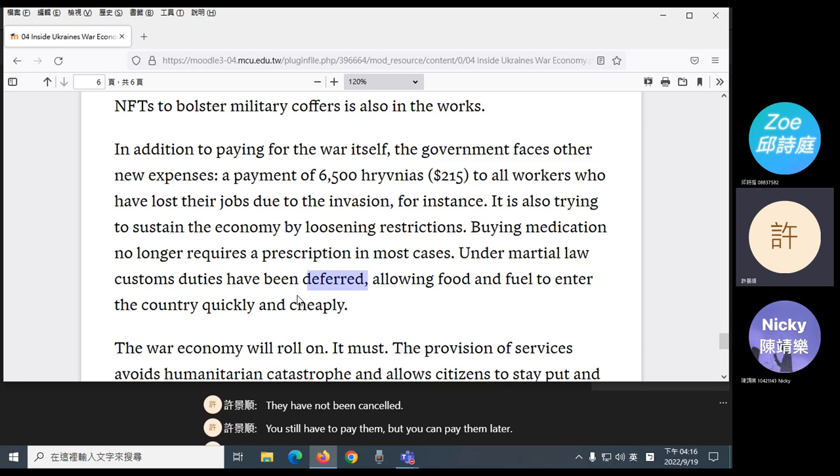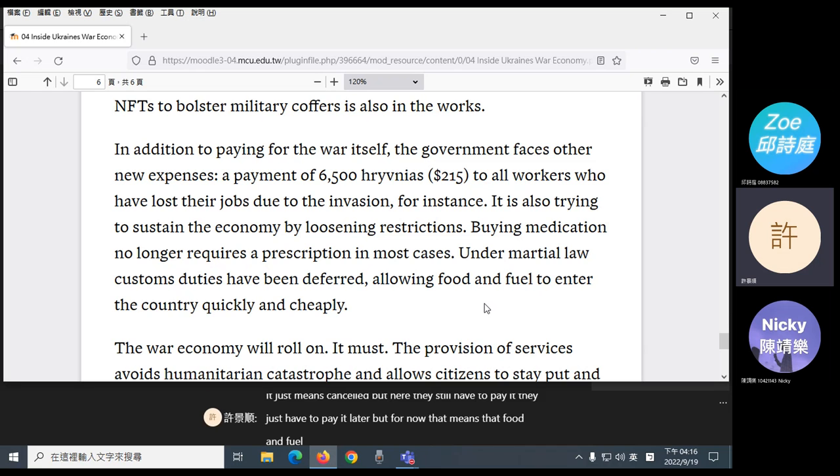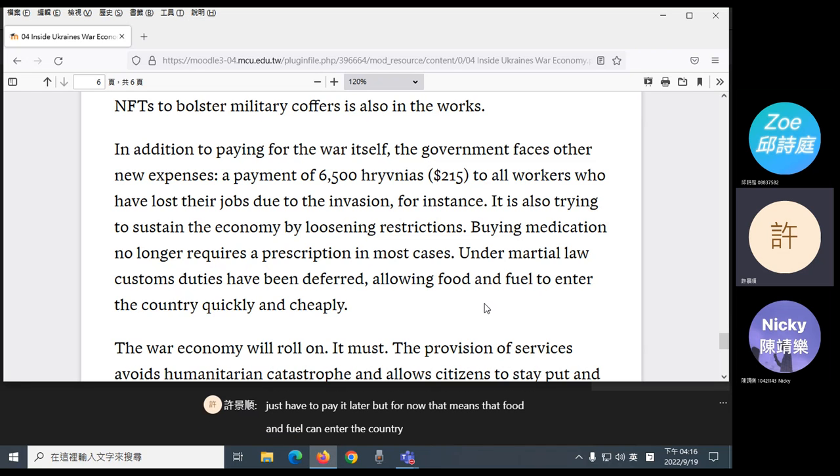If they were canceled, the word is waive. Customs duties have been waived, spelled WAIVED, as you can see in the subtitles. It just means canceled. But here they still have to pay it. They just have to pay it later. But for now, that means that food and fuel can enter the country faster and cheaper, along with other things, right? These are just the two main examples.